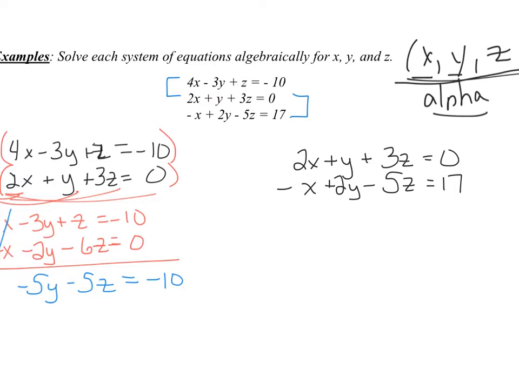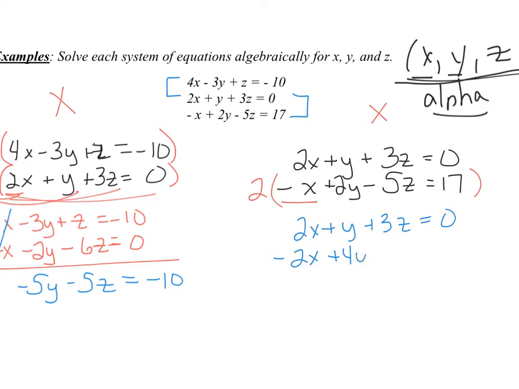Okay, so looking at this, if I multiply this bottom one by 2, again, I just got rid of x's over here, so I have to get rid of x's over here also. So if I multiply this whole thing by 2, I'm going to make this one a negative 2, which is what I would really like. So the top one is 2x plus y plus 3z equals 0, and the bottom one is now negative 2x plus 4y minus 10z equals, what, 34? Okay, so I just distributed that 2 through the whole thing.